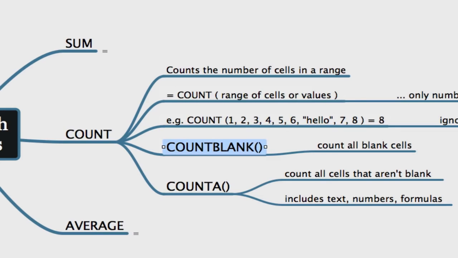If you want to count blank cells, you'd use countblank instead of count. This counts all the blank cells in your specified range. And if you want to count all cells that aren't blank, you could use COUNTA. This function counts all the cells with values inside them, including text, numbers, and formulas. Back to our spreadsheet.